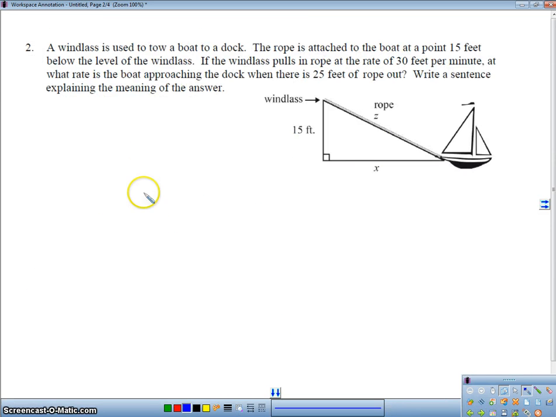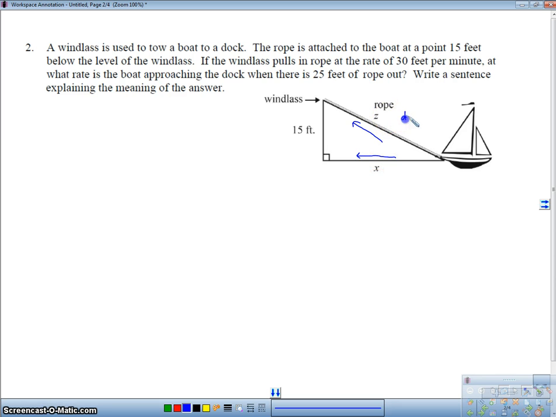All right, so here's my second example. Go ahead and read it to yourself. You can pause it because I'm going to go right into it after you read it. Okay. So we have a rope here, and the nice thing here is we've already got the picture drawn. So what I'm going to do is label some things here. The rope is being pulled in, so the boat's being pulled in. I like to put arrows to tell me which way things are moving.